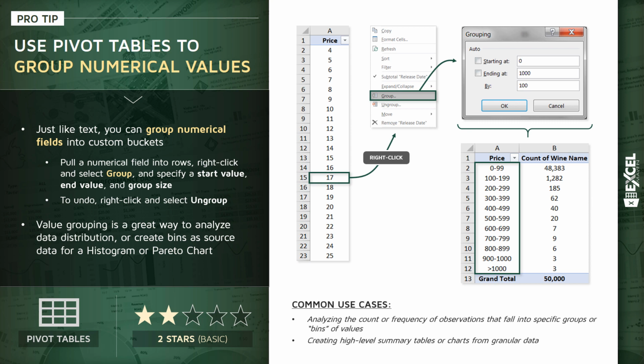Now, to recap these use cases: analyzing the count or frequency of observations that fall into specific groups or bins of values, or creating higher level summary tables or charts from more granular data sources. So let's jump into our pro tip workbook. Let's open up this pivot based on our wine tasting data and practice bundling or grouping these price values.